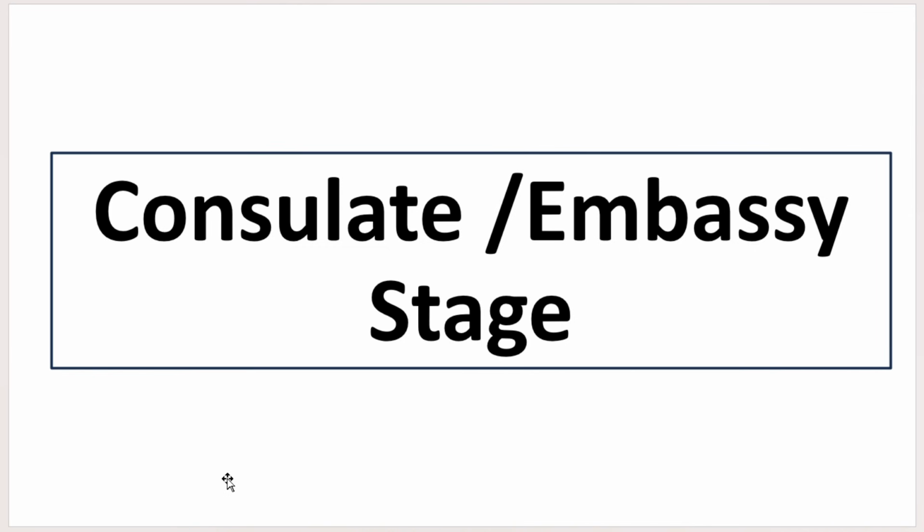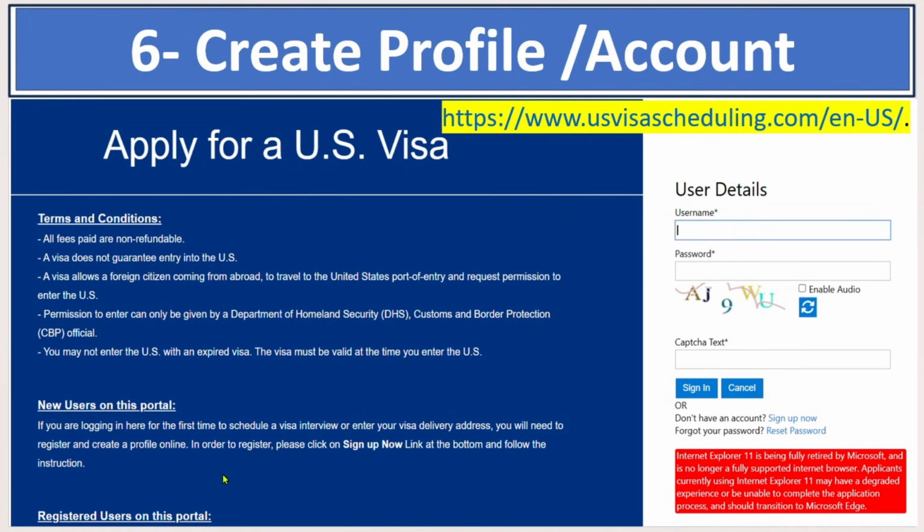That's the consulate or embassy stage. So that's step number 6: create your profile or account. How do you do that? It is very simple. Just go online to this link right here, and I will have it in the description, and create your profile. Just click on sign up now and create your profile or your account, and I have a video on my channel on how to do that.